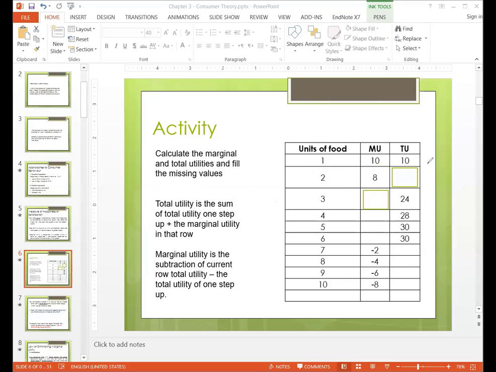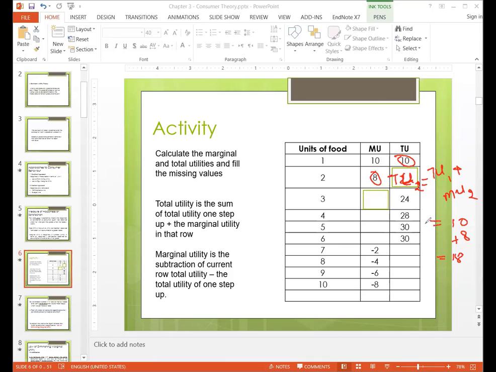Now the formula for total. What is the symbol for this term? That is total utility at product 2. So this is the symbol for this empty cell. The formula for it is total utility at 1 plus marginal utility at product 2. Total utility at 1 is 10, it is given, and marginal utility at 2 is also given, that is 8. So 10 plus 8 is equal to 18.